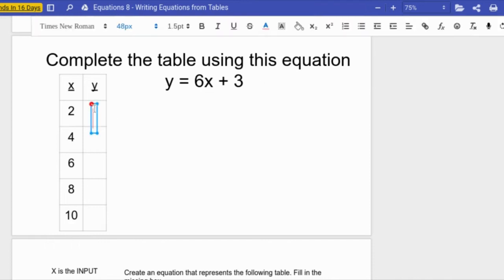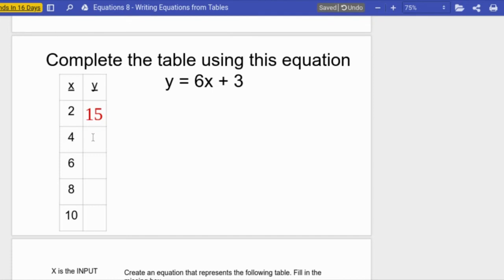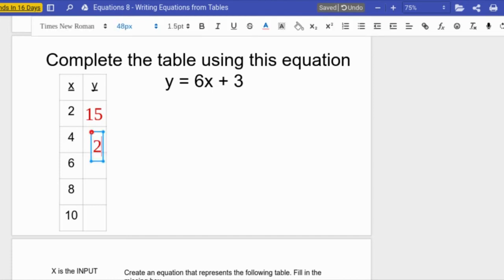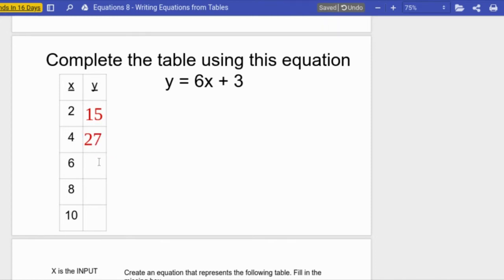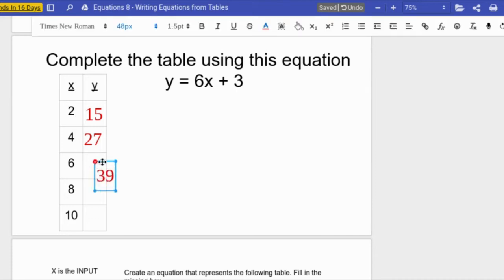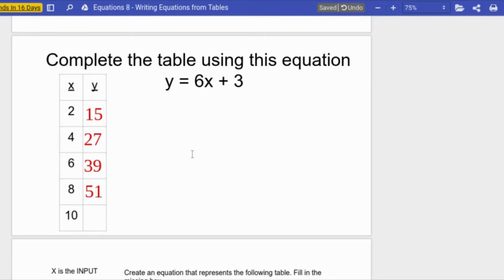So if I put 2 in, and I times it by 6, that's 12, plus 3 is 15. If I put 4 in, 6 times 4 is 24, plus 3 is 27. If I put 6 in, 6 times 6 is 36, plus 3 is 39. Okay, 39. If I put 8 in, 6 times 8 is 48, plus 3 is 51. And if I put 10 in, 6 times 10 is 60, plus 3 is 63.